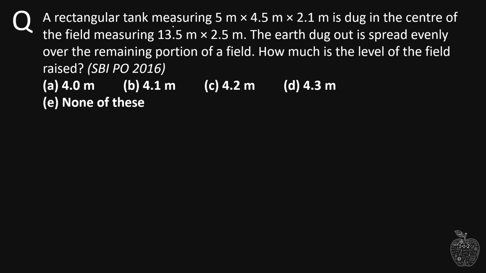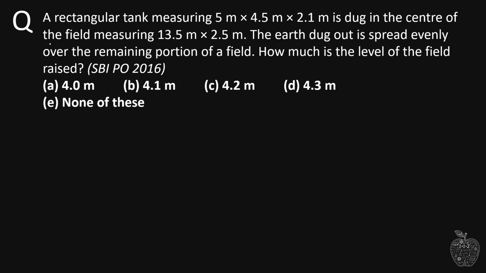A rectangular tank measuring 5 meters by 4.5 meters by 2.1 meters is dug in the center of a field measuring 13.5 meters by 2.5 meters. The earth dug out is spread evenly over the remaining portion of the field. How much is the level of the field raised?